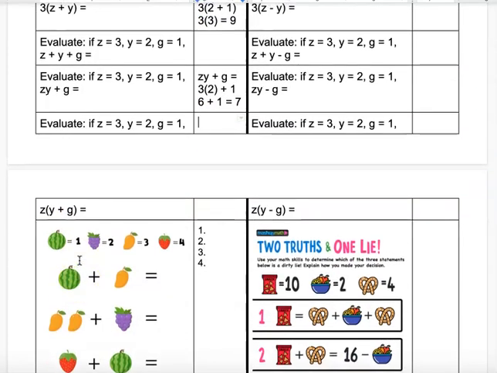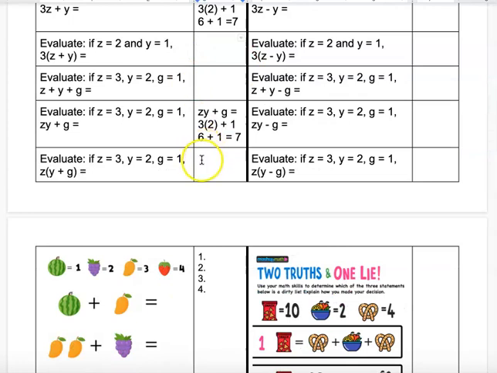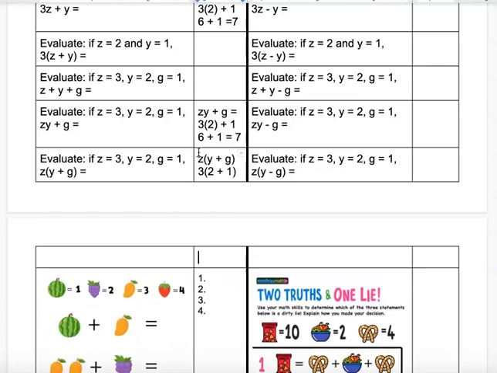And then the last one here, you can plug in the numbers as well. Solve inside the parentheses. I will do one of them. So I'm going to get rid of something up here so you can see this problem. Okay. So we're plugging in all the numbers first. So z is 3, parentheses, y plus g. This becomes 3 times 3, which equals 9.